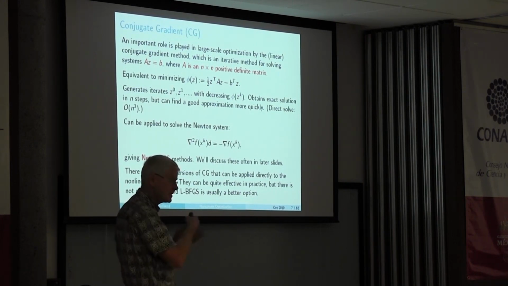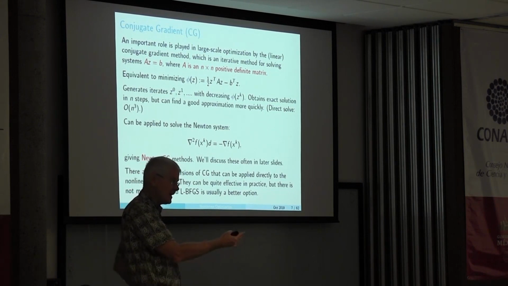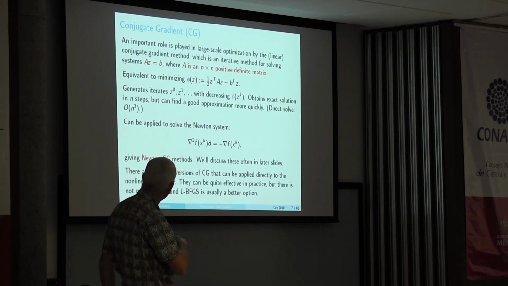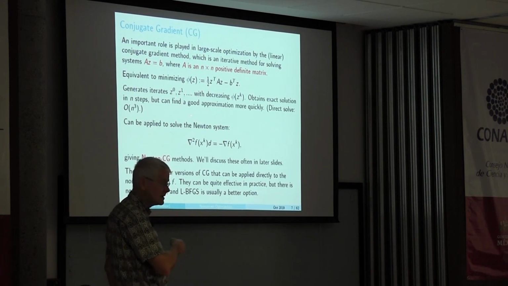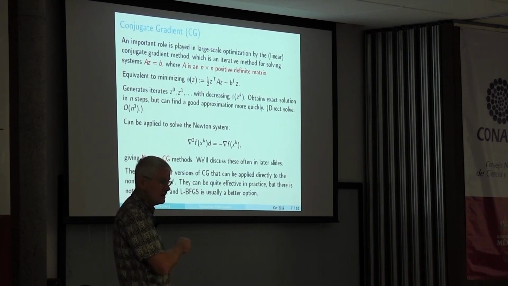So, of course, you can solve this by directly factorizing A, but that's an order n cubed operation. Conjugate gradient, instead, is an iterative process. In fact, it's a momentum type method, as I mentioned earlier. It generates a sequence of estimates, Z0, Z1, and so on, to the solution of this problem. This problem, AZ equals B, is equivalent to minimizing a quadratic function, okay?